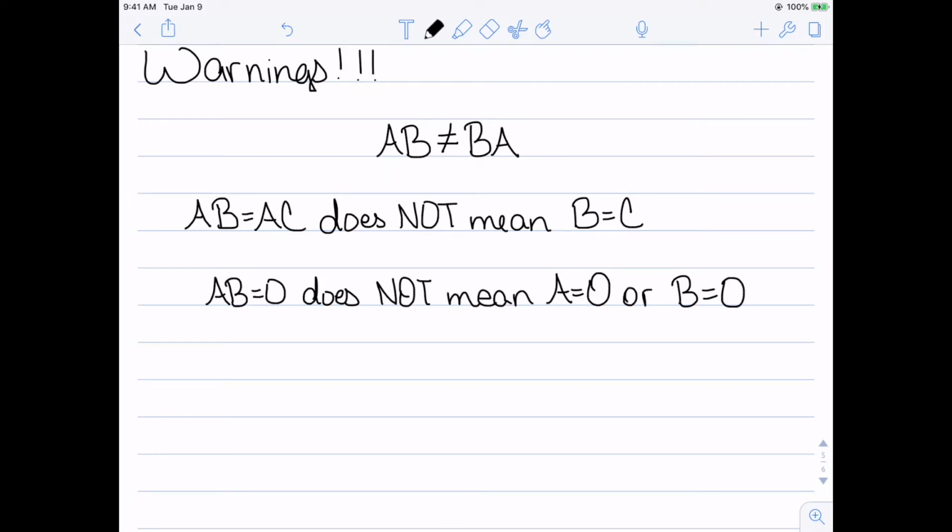And finally, AB equal to 0 does not mean A is equal to 0 or B is equal to 0. Just because I multiply two matrices and get 0 does not mean one of the matrices had to be 0 to start with. It's entirely possible in matrices to multiply two non-zero things and still get a 0 answer. While these are things we should watch out for, let's look at things that we actually do know is true.